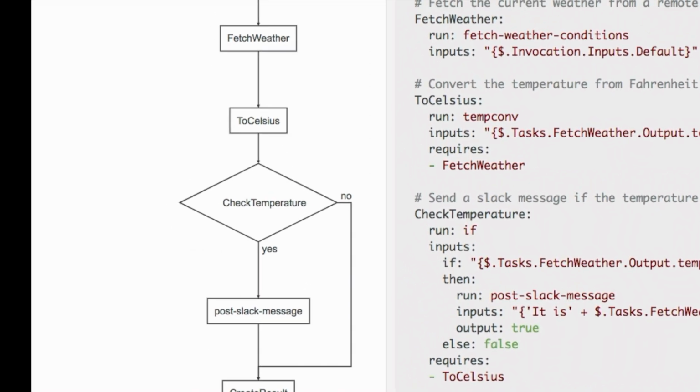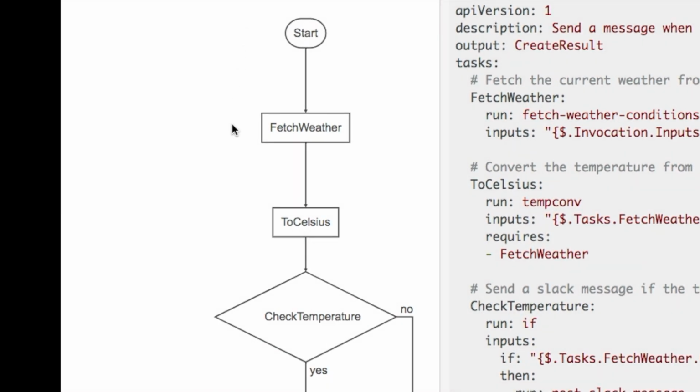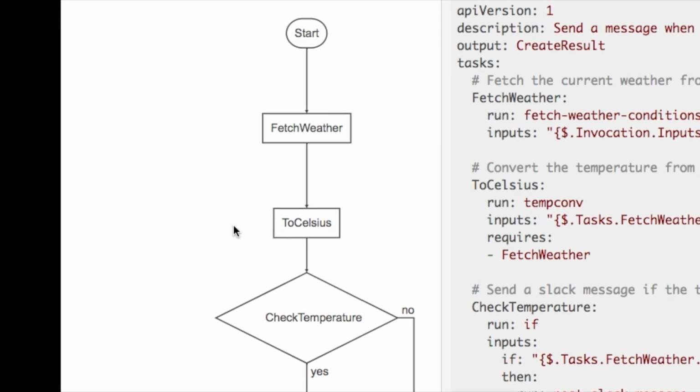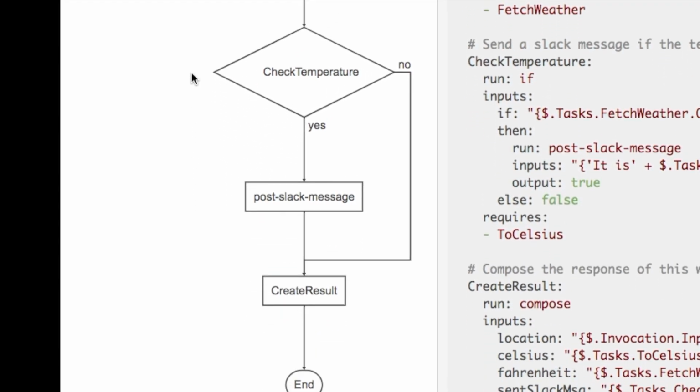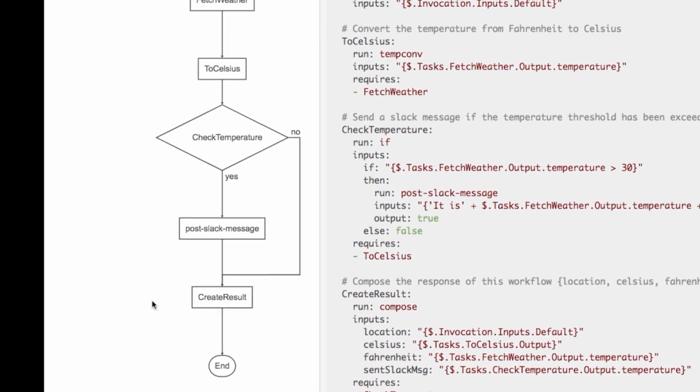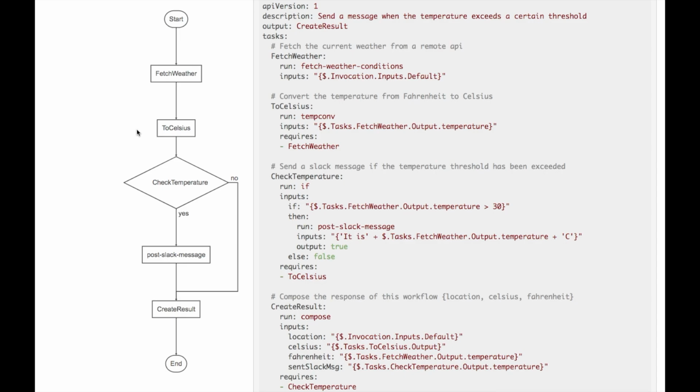So what happens? The user provides a location as input to the workflow. This input is used in the request to the Weather API to fetch the weather conditions in that location. Next, we transform the Fahrenheit temperature of the request to Celsius. Then we check the temperature against the threshold. Only if the temperature is higher than the threshold, we send a message to Slack. Finally, we compose a JSON object to return the result of this workflow.